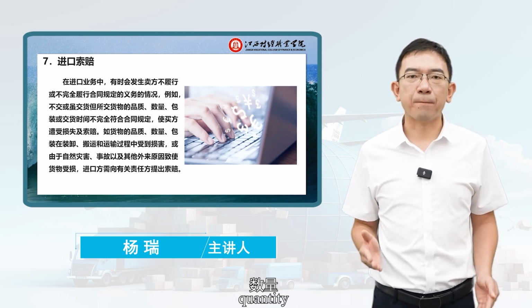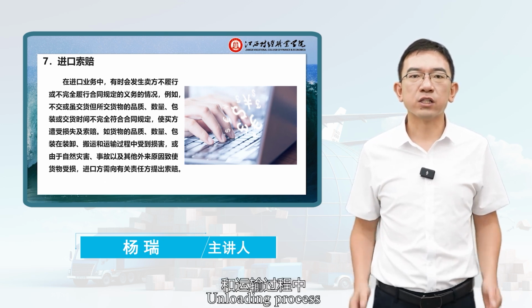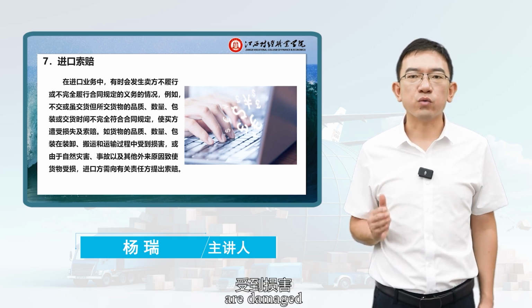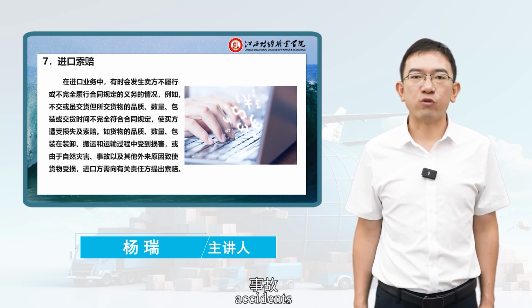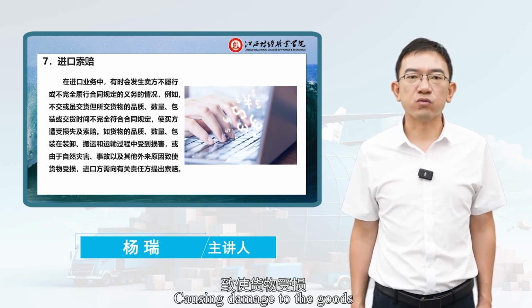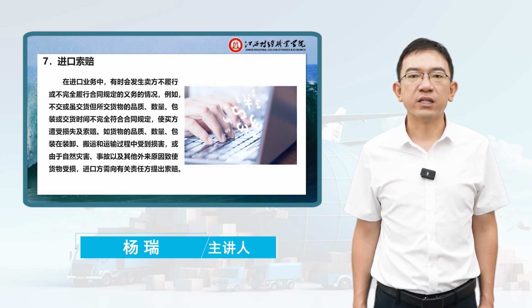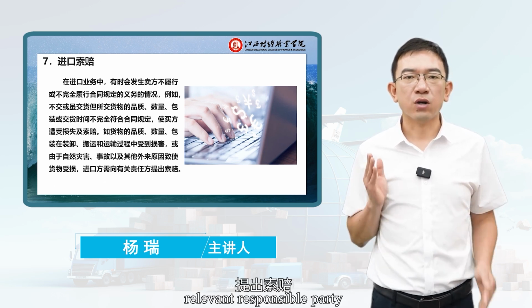If the quality, quantity, and packaging of the goods are damaged during loading and unloading, or if due to natural disasters, accidents, or other external reasons the goods are damaged, the importer shall file a claim with the relevant responsible party.